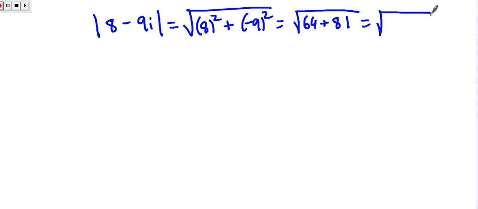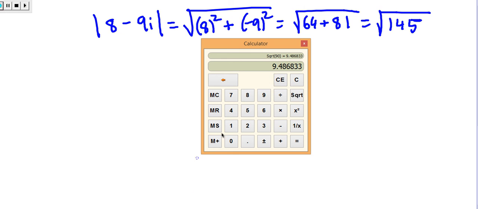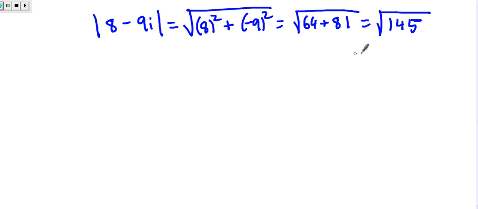So we have the square root of, this would be 80 plus 60 is 140, plus 5 is the square root of 145. And I will use a calculator to see how much that is. The square root of 145 is about 12.04. So around 12.04. That's it.